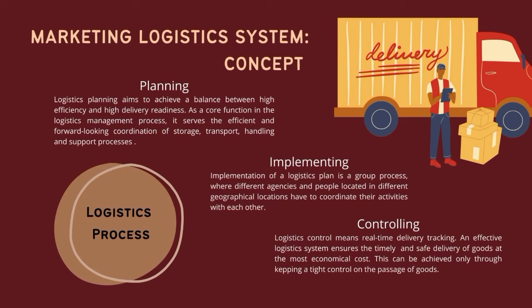And the last process is controlling. Logistic control means real-time delivery tracking. An effective logistics system ensures timely and safe delivery of goods at the most economical cost. This can be achieved only through keeping a tight control on the passage of goods. As a result, an optimal logistics system ensures that goods are delivered on time and in good condition at the lowest possible cost. This can only be accomplished by maintaining strict control over the movement of product from point of origin to point of destination.